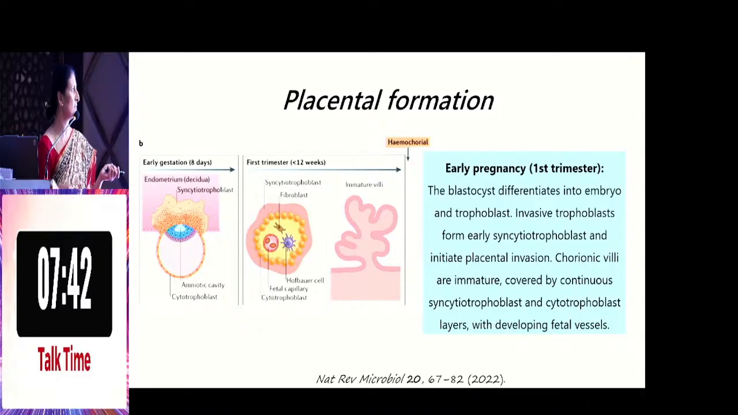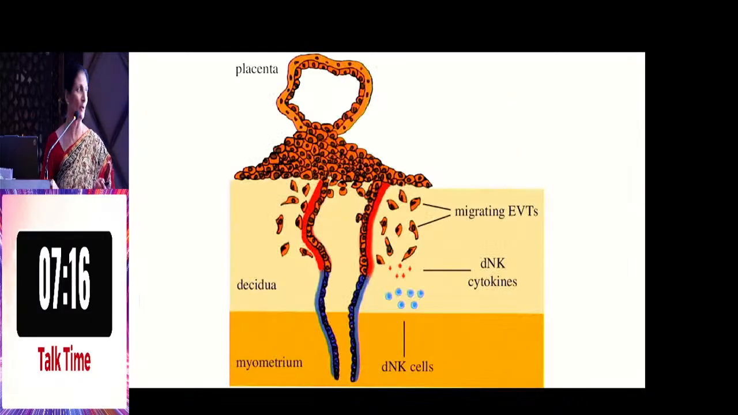This is the very early gestation up to 8 days. We know that there is an inner cell mass and the outer cell mass. The outer cell mass is dividing into the cytotrophoblast and a syncytiotrophoblast. The function of this syncytiotrophoblast and the cytotrophoblast is to invade. They form a villus which is actually invading into the maternal decidua.